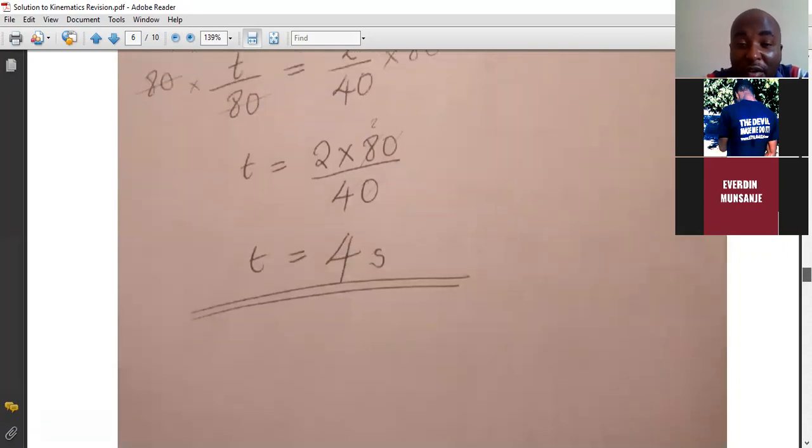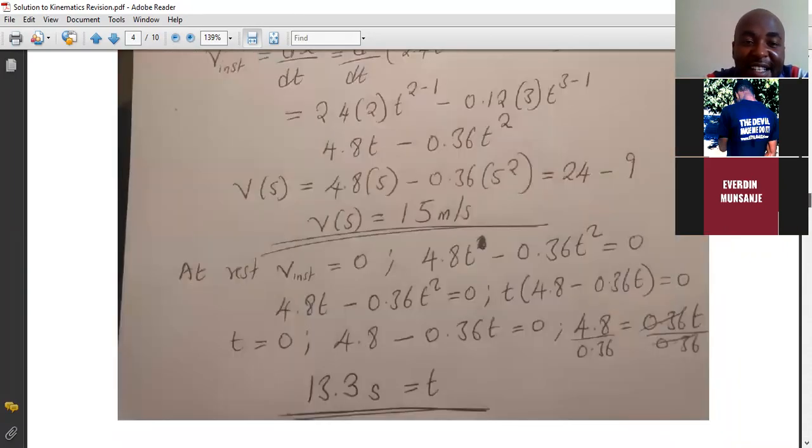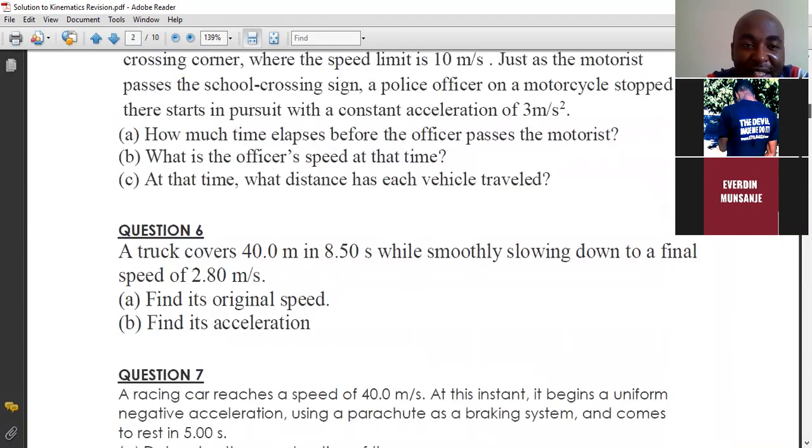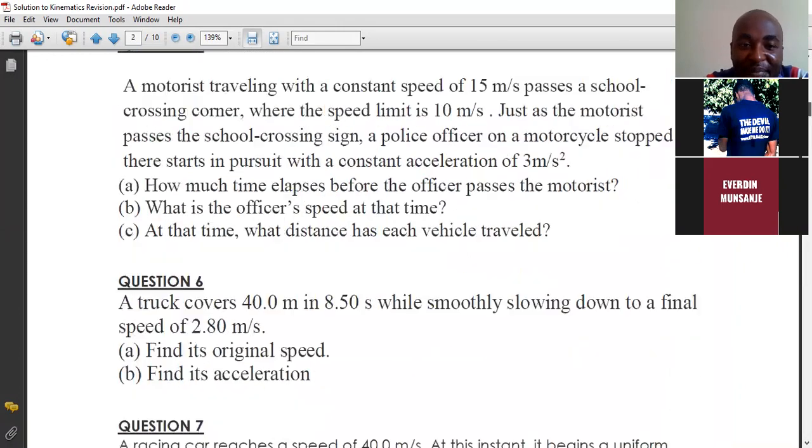That's how it is. So for these physics guys, there's no sugarcoating. The only skill you must possess is how to change the subject of the formula. Then the next question, this one is a bit involving. It is 12 marks.